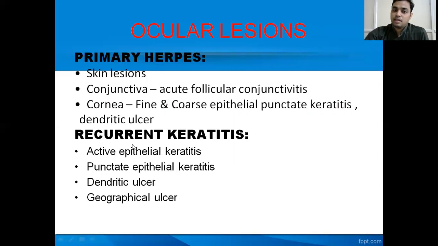In recurrent keratitis, the virus which remained in the dormant state gets activated, and it causes ocular lesions. What are the types of ocular lesions we see in recurrent keratitis? In that, again, first the epithelium is involved. We will see epithelial punctate keratitis. Then dendritic ulcer is seen. If the dendritic ulcer is not treated, the branches of the dendritic ulcers unite and form the geographical ulcers.